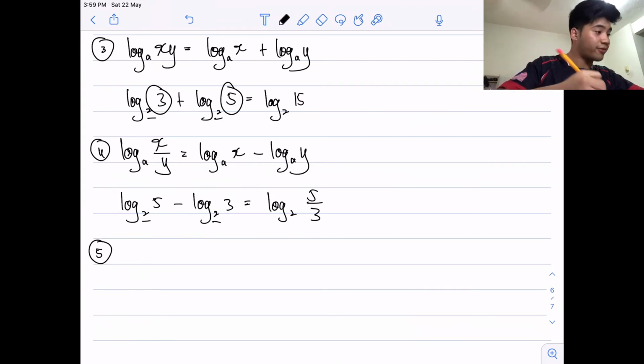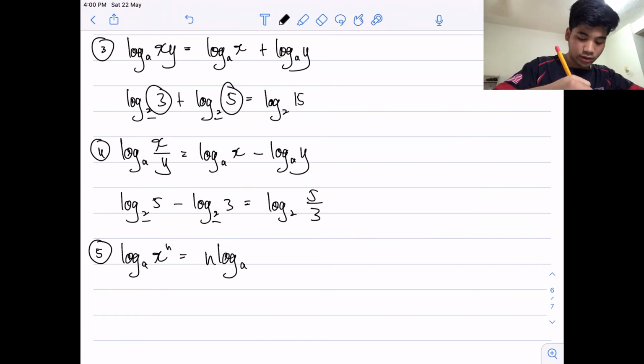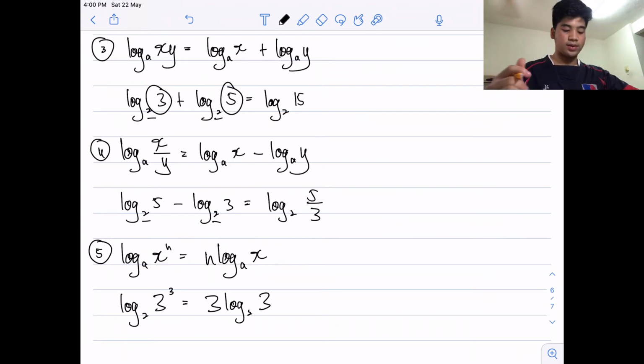Alright, let's look into number 5 now. We have log base a x to the power of n. Basically this can be rewritten as n log base a x. So let's say I give an example: log 2 3 to the power of 3. This could be rewritten as 3 log base 2 3. Alright, so this is usually very helpful when you're trying to prove something, especially when you're working with laws of coefficients.